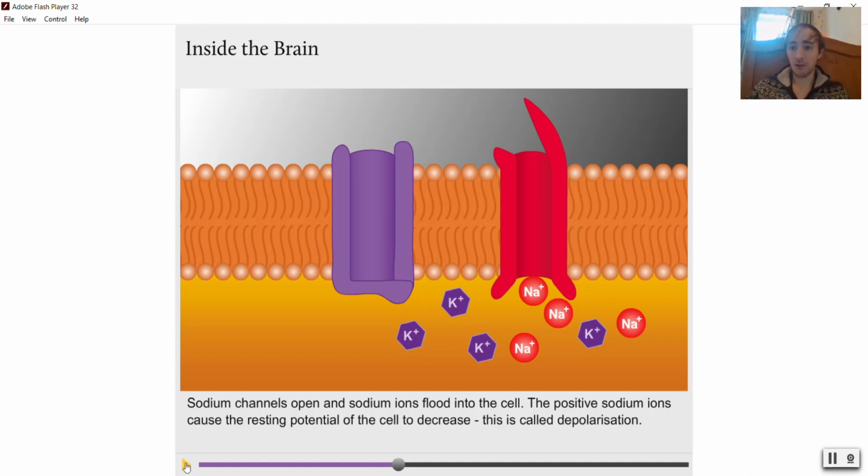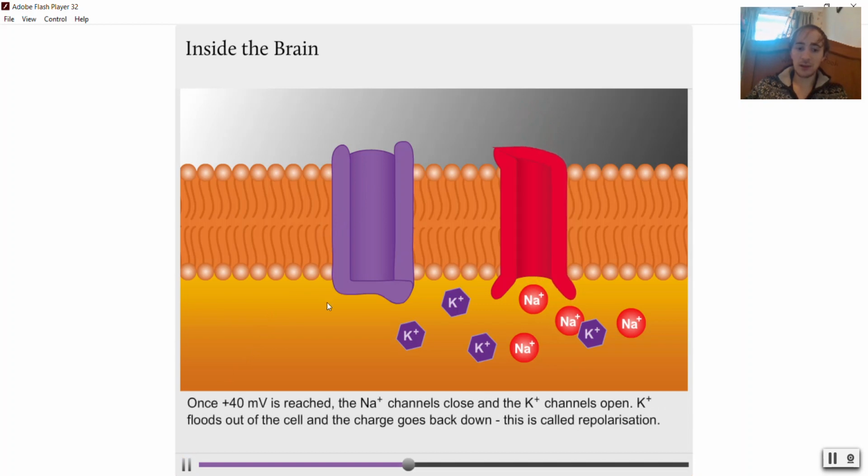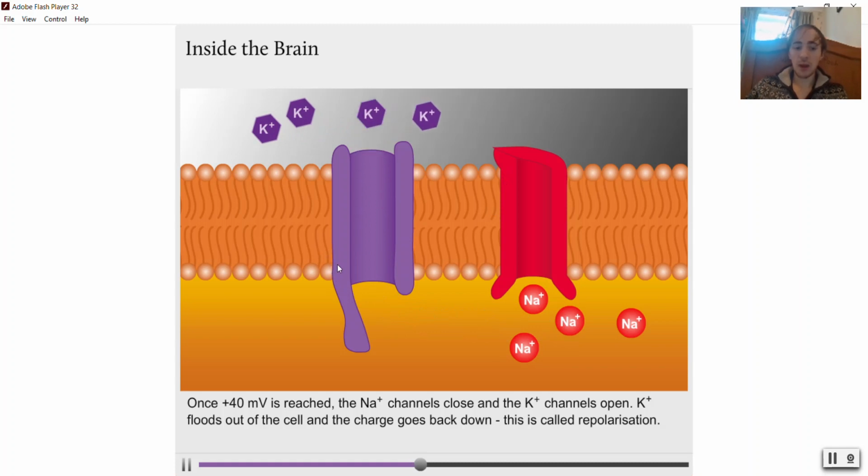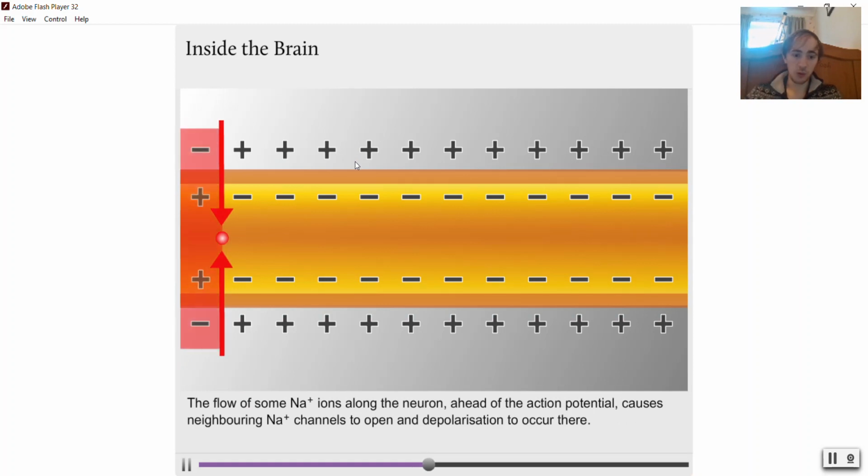That is called depolarization. Because these sodium ions rush in, we go from about minus 70 to about plus 40, because we suddenly have a lot of positive charge inside the cell. Once you get to plus 40, the sodium ion channels inactivate and potassium ion channels open. That allows potassium to leave the cell much faster than it otherwise would.